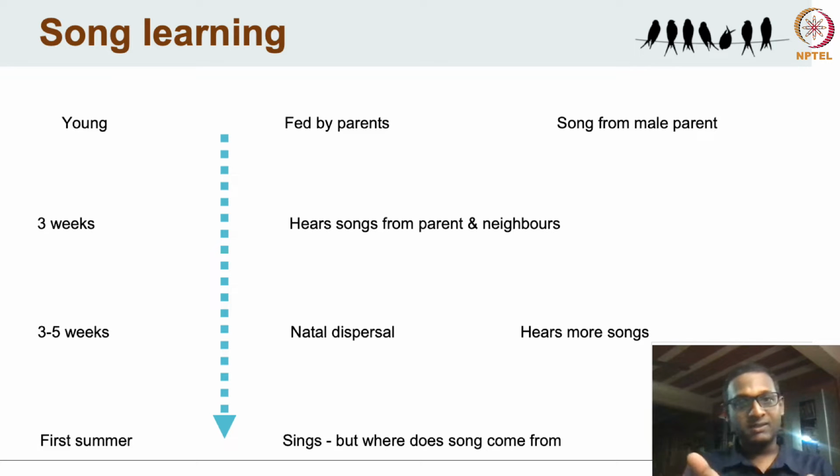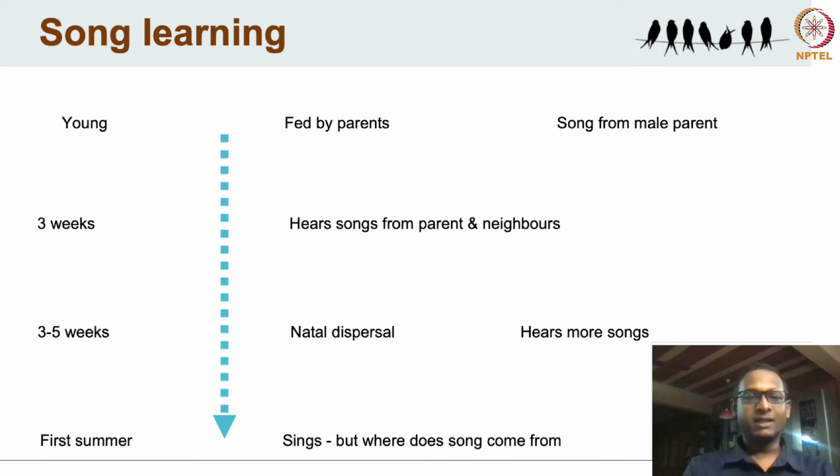Of course, birds sing just before the young arrive, to attract the females. And then later there is a smaller window, as the young are out, where the male is singing as well. So you can imagine that this goes on till about 3 weeks, where the bird is hearing the songs from the parent, but also from the neighbors, because in the neighboring territories, the male is again singing to its young. So the bird hears the parent, yes, but also the neighbors. At about 3 to 5 weeks is natal dispersal, where they move out of the territory of the parent. And all through this time, the bird is still hearing more songs.